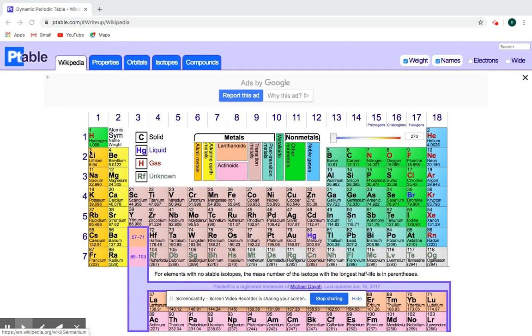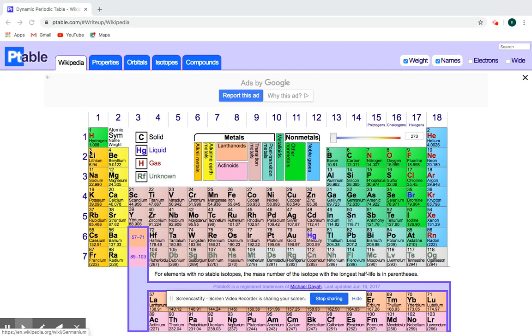Next thing that we're going to be talking about is mass number. This is the number of protons plus neutrons, which will give you the mass of the element. Electrons aren't included in this because they're so much smaller compared to protons and neutrons that their mass is negligible.